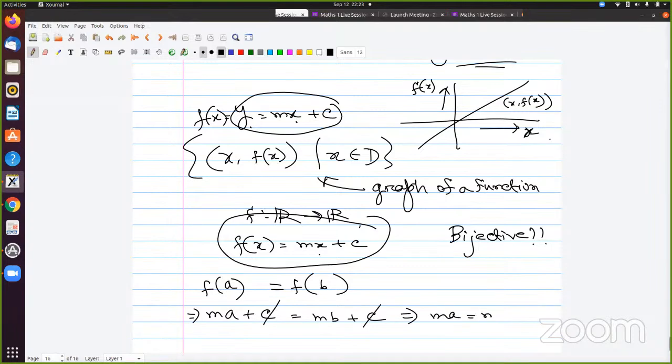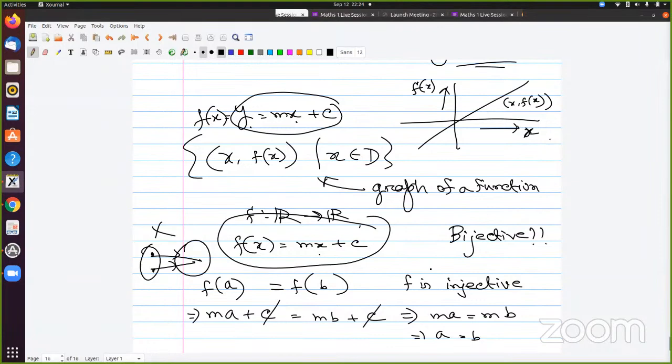ma equal to mb. Yes, sir. So a is equal to b. So a and b cannot be distinct if the output is the same. What does it mean? It is injective, right? Because two different inputs cannot give the same output. This first diagram cannot happen. So it is injective.